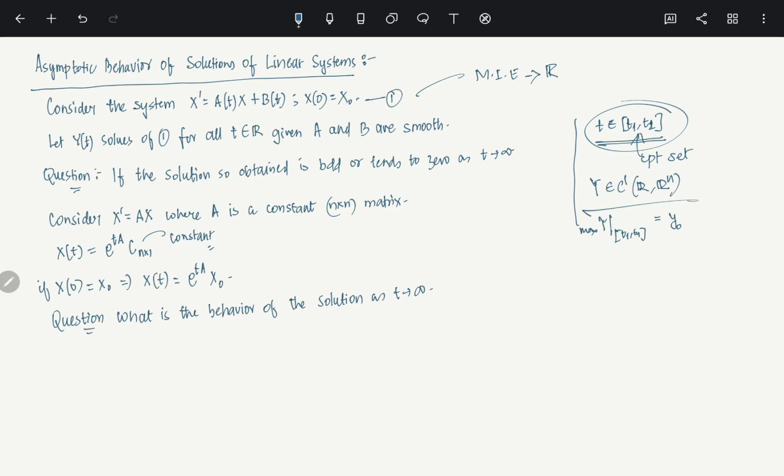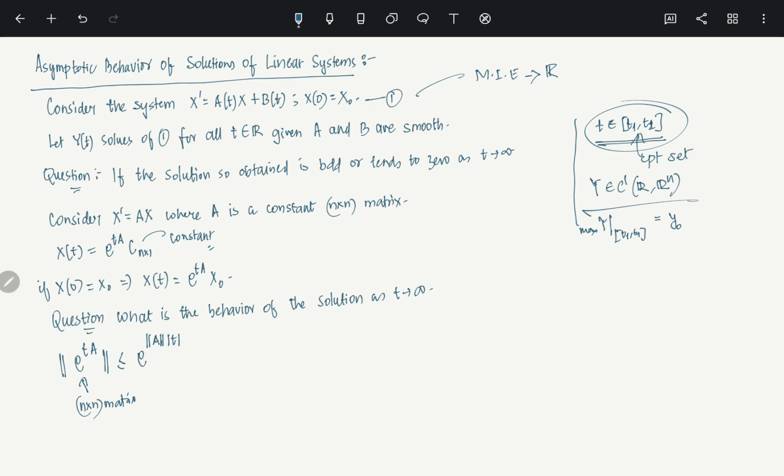First of all, let's understand e^{tA}. This is an n cross n matrix, of course dependent on t, but basically it's an n cross n matrix for a fixed t. Now let's look at the norm of e^{tA}. It is always dominated by e to the power norm of A times mod of t, right?